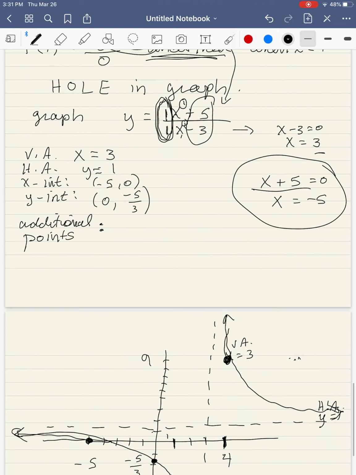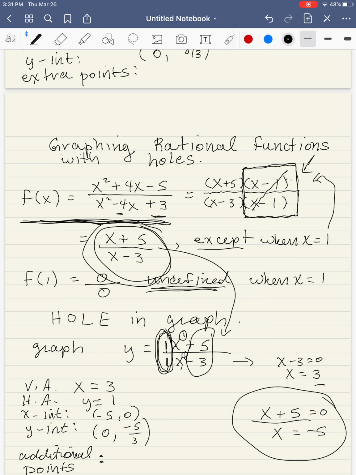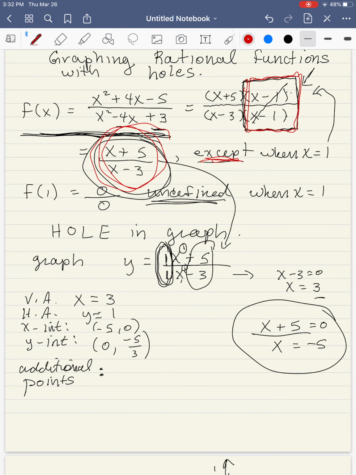All right, so that's how you do a hole. Let's kind of recap here. I can recognize when I have a hole if I completely factor the numerator and the denominator, and I see that I have two factors that are exactly the same that will cancel. So whatever value of x makes that factor equal 0, that is going to be where my hole is. So I set that aside for now. I look at the remaining function and I graph it using the methods that we've learned so far.